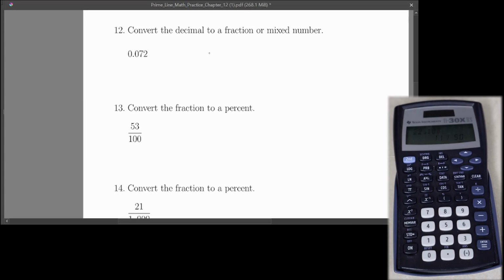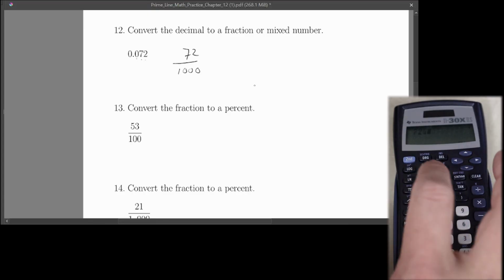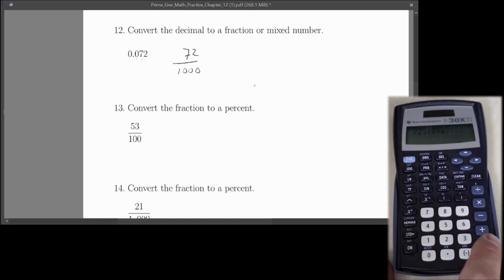Decimal to a fraction. So this is our tenths, hundredths, thousandths. So we have 72 over 1,000. And we can divide both the top and bottom in half. We're going to just use our calculator to reduce it. 72 over 1,000, and we get 9 over 125.